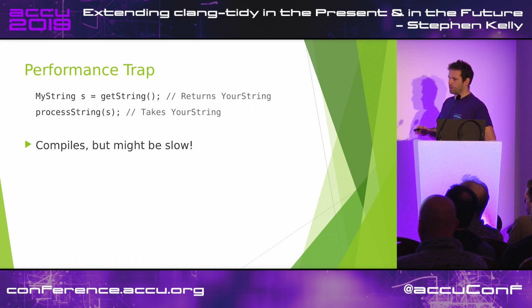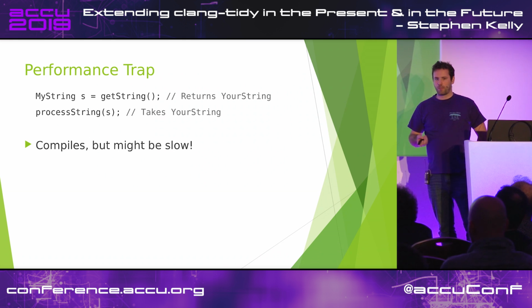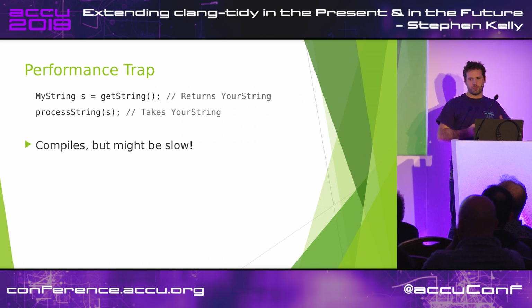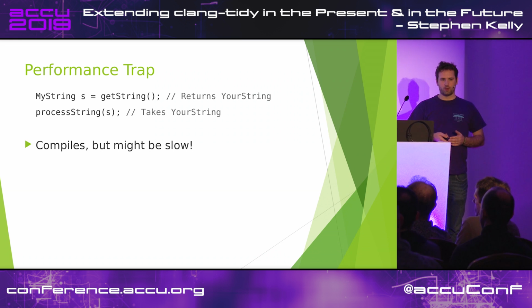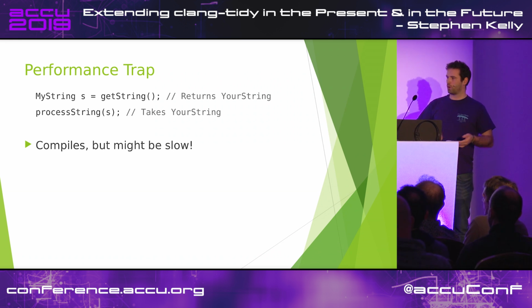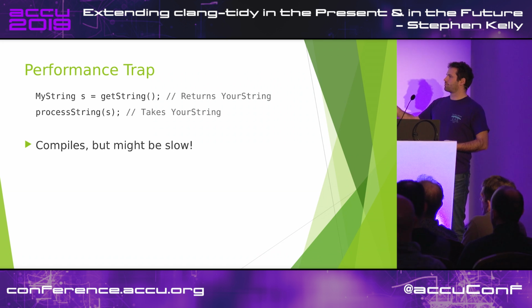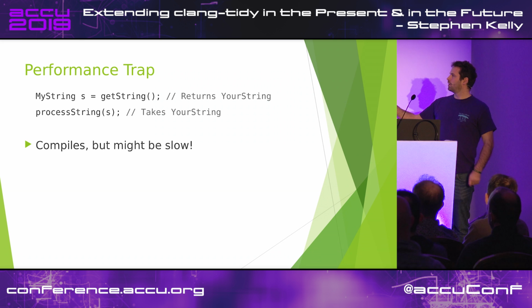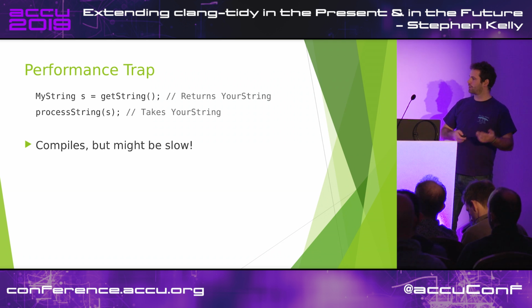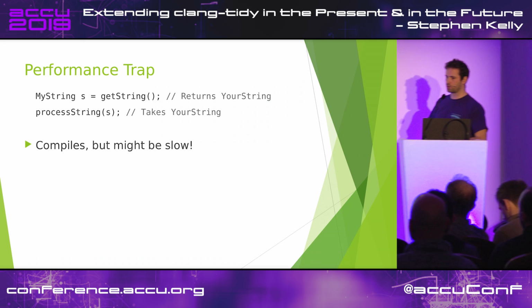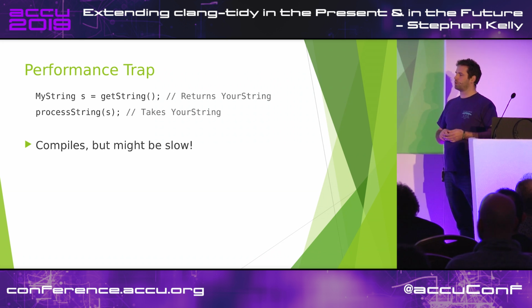And finally, the last trap I think that I show you is the performance trap. I'm in the middle of porting my code between my string and your string, and I'm at a place in the refactoring where I've got getString returning your string, and I've got processString taking your string, but my variables are still using my string. And that means I'm doing all this conversion of these strings, and that can be quite expensive in terms of performance. It can still be correct, and it can still compile, but it might be slow. So that's just something to keep in mind as you do this.